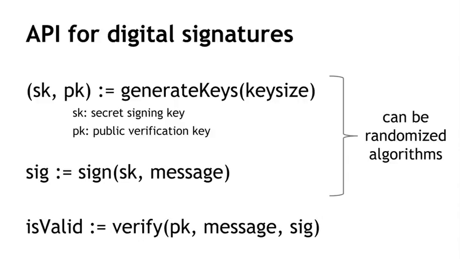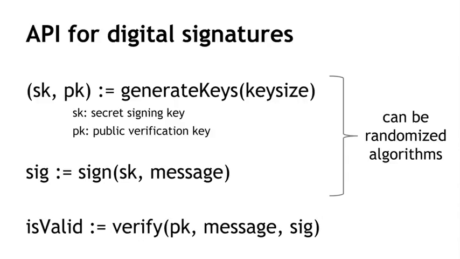SK will be a secret signing key. This is information you keep secret that you use for making your signature. And PK is a public verification key that you're going to give to everybody and that anybody can use to verify your signature when they see it. Okay. The second operation is the sign operation. So for the sign operation, you take your secret signing key and you take some message that you want to put your signature on, and it returns SIG, which is a signature. It's just some string of bits that represents your signature.